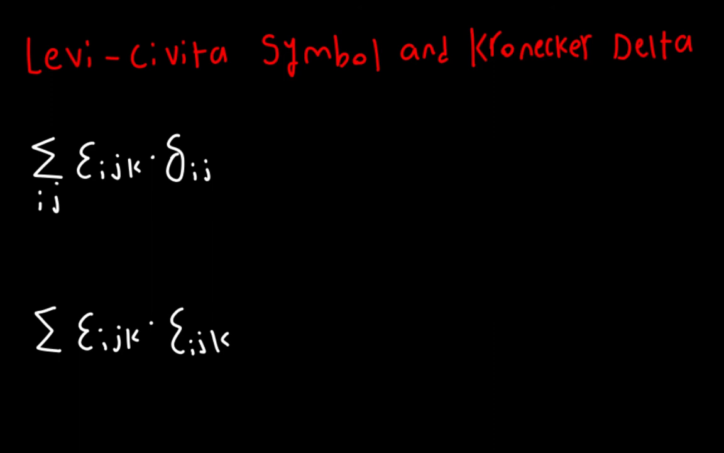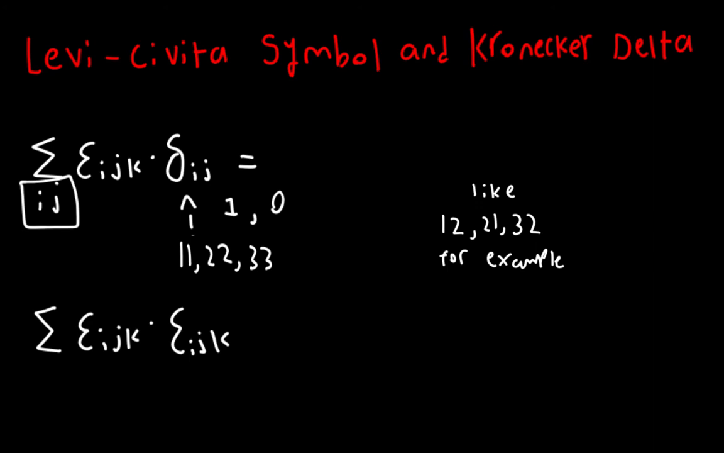Okay, so let's try these 2 examples written on the screen here. What is this thing going to equal right here if I sum over i and j? Well, something that you might notice is that, remember, for delta, if we ever have a repeating term, this right here is going to be when your term equals 1. Otherwise, if it's anything different, it's going to equal 0, right? So if this is not true, then it's going to equal 0.